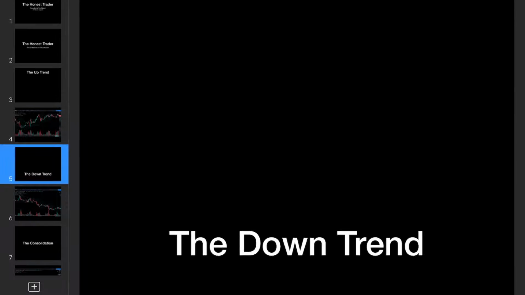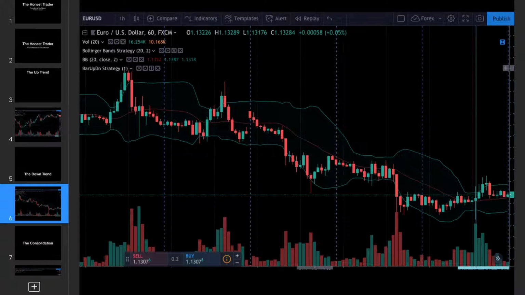The next trend is the downtrend. Everything that goes up must come down, right? So same euro dollar chart, 1 hour candles, and you can see from left to right it's on a downward trend.